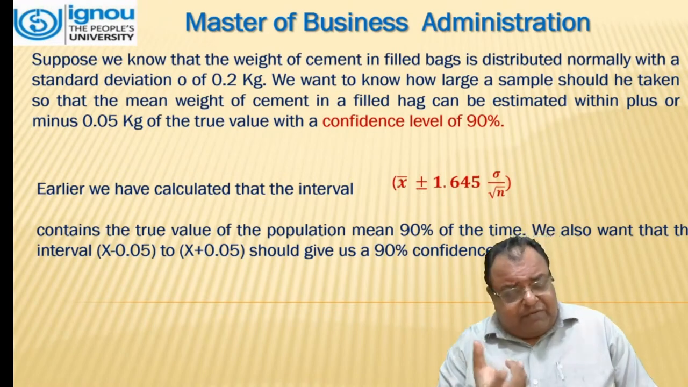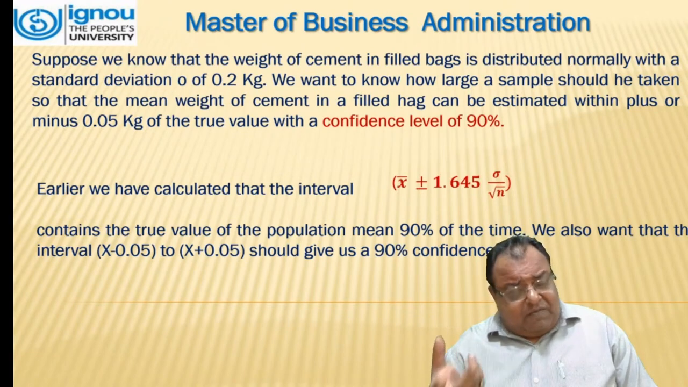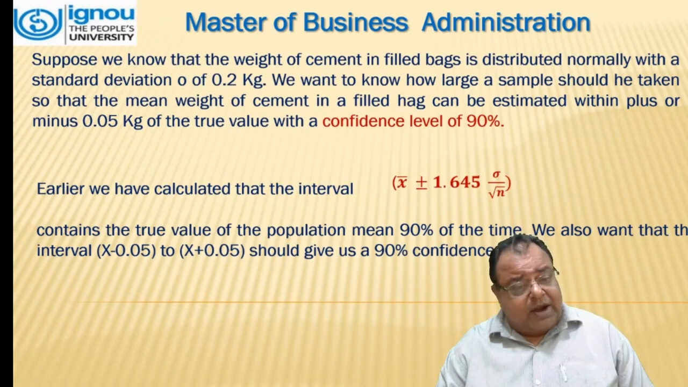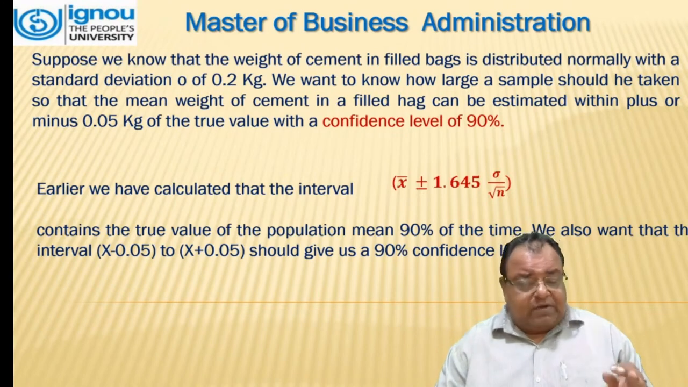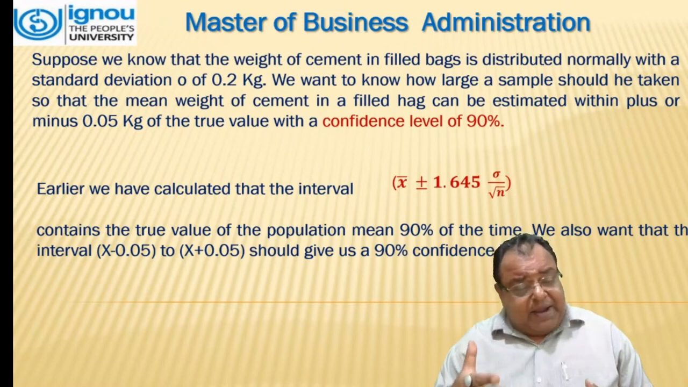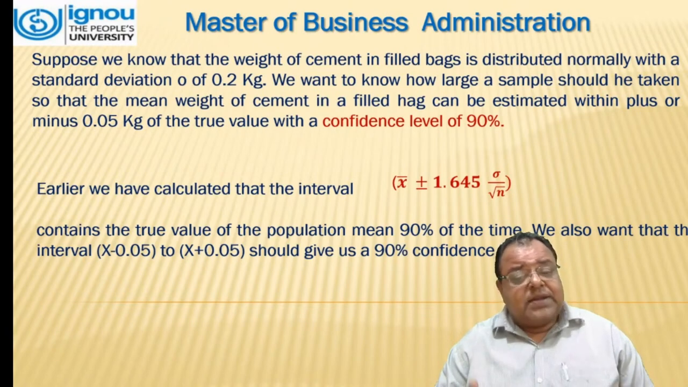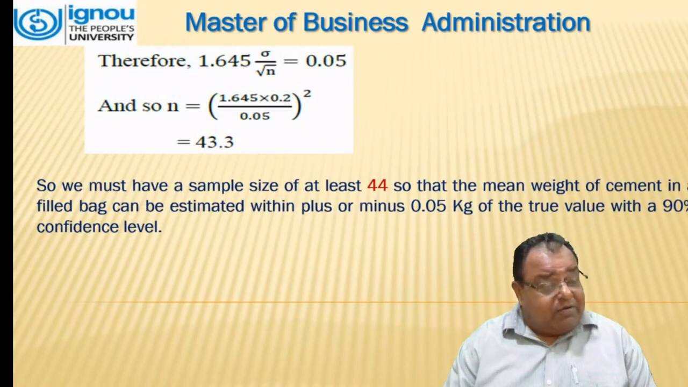Here, we have to calculate the interval. So we know the standard result for a 90% confidence level, that is x bar plus minus 1.645 sigma by root n, which contains the true value of the population mean 90% of the time. We also want the interval x bar minus 0.05 to x bar plus 0.05 to be given as a 90% confidence level. We have to calculate the value of n.